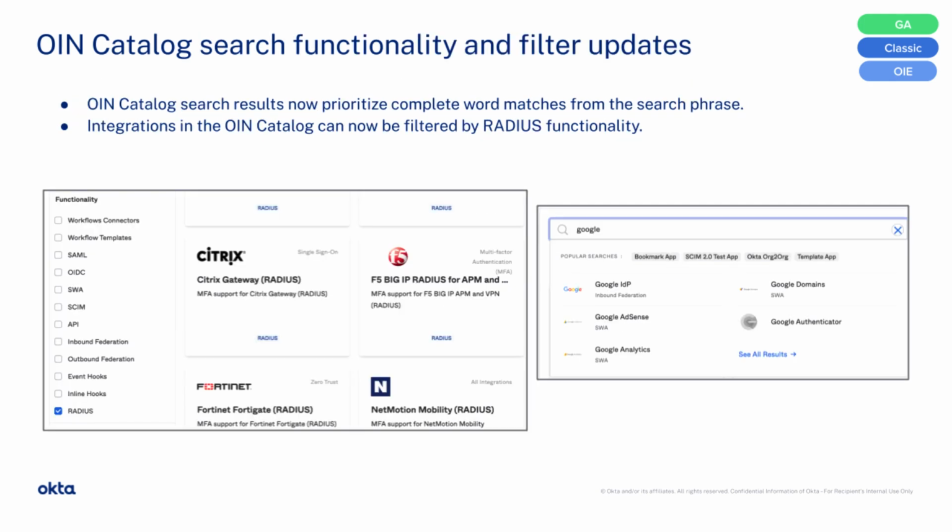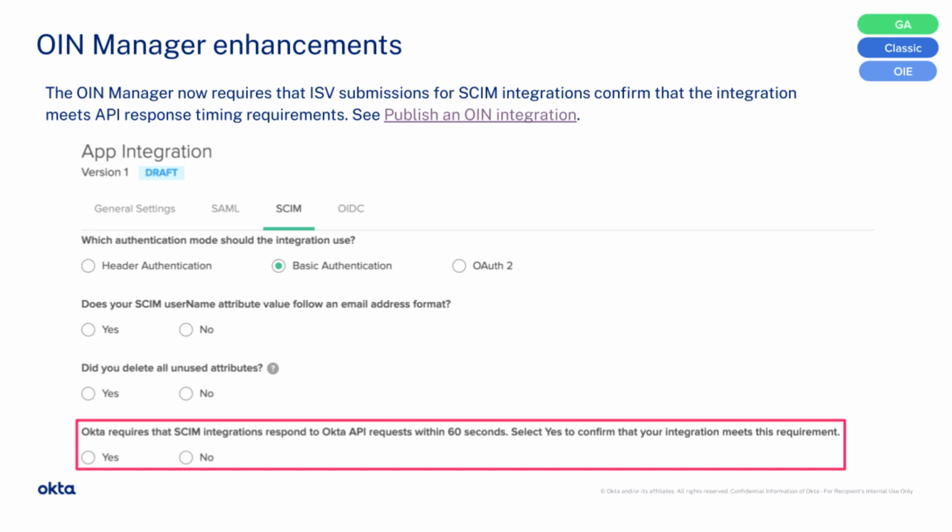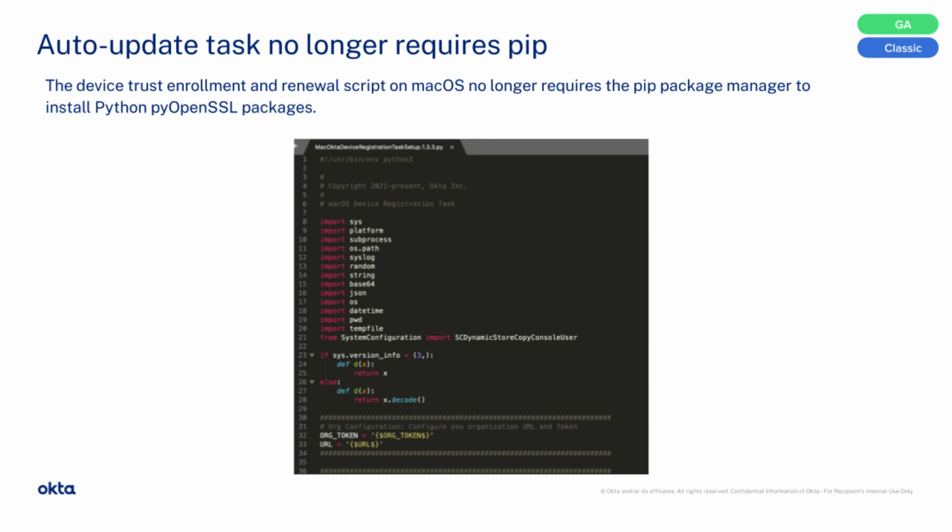More OIN Catalog enhancements. Search results now prioritize complete word matches from the search phrase. Integrations can now be filtered by RADIUS functionality. OIN Manager enhancements now require that ISV submissions for SCIM integrations confirm that the integration meets API response timing requirements within 60 seconds. Auto-update task no longer requires pip.